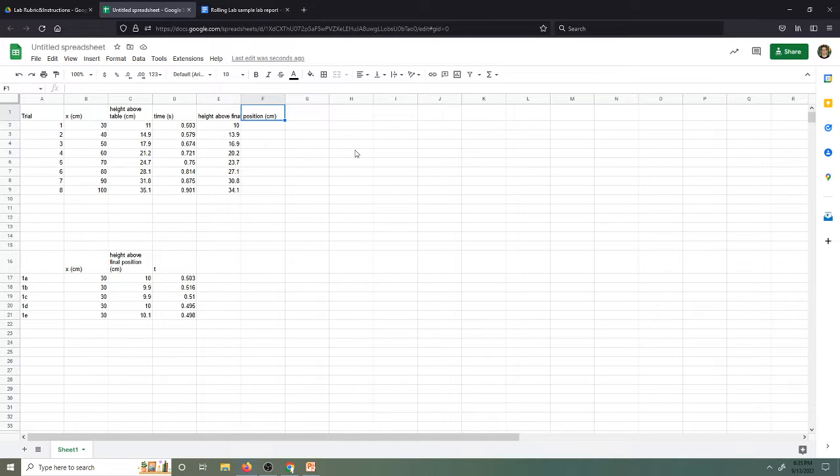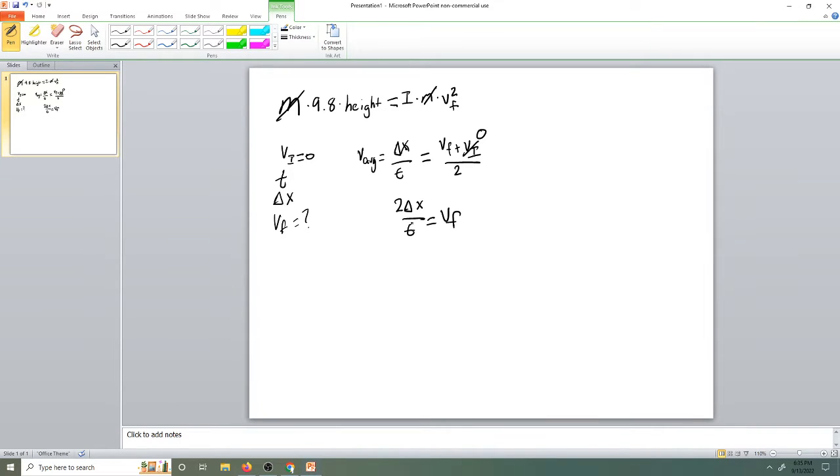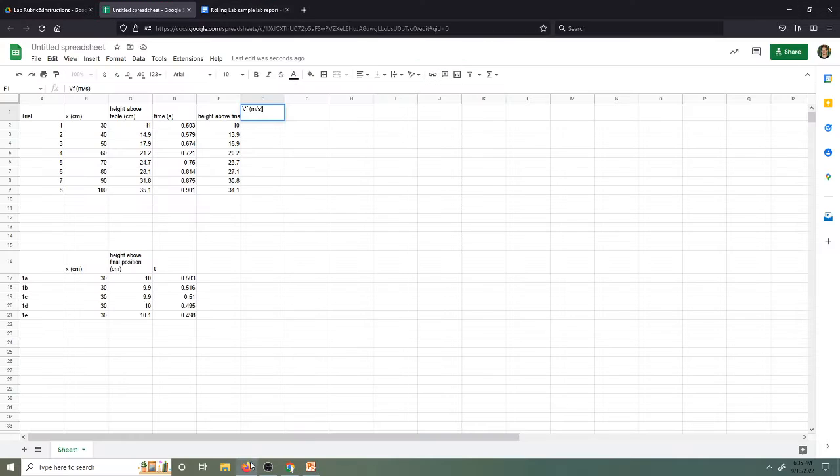Okay, next I'm going to find v final. Remember, this is in meters per second. And if we go back for a second, it was 2 times change in x over time. So this should be equal to 2 times change in x over time.